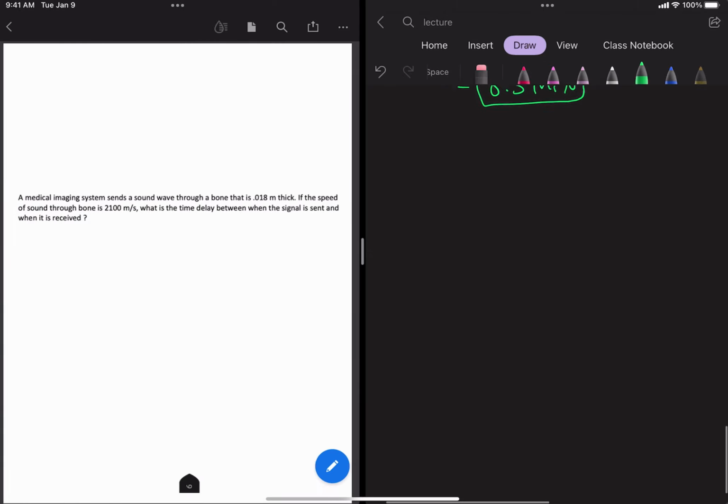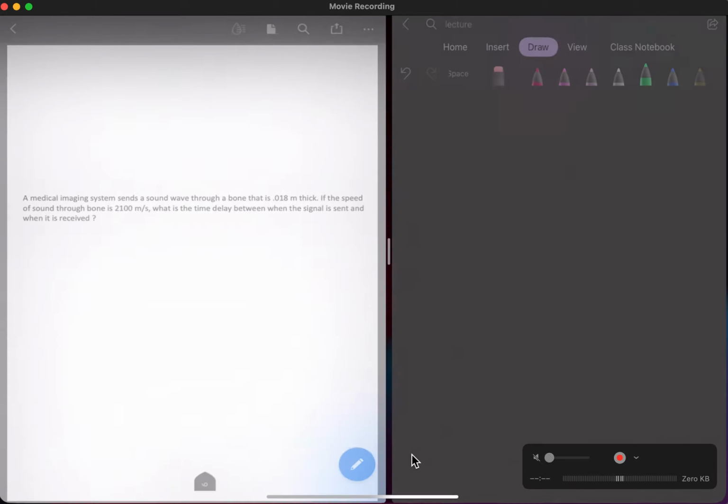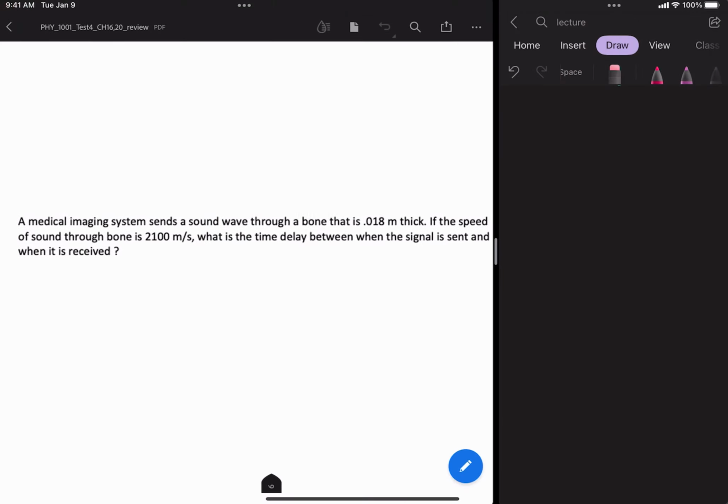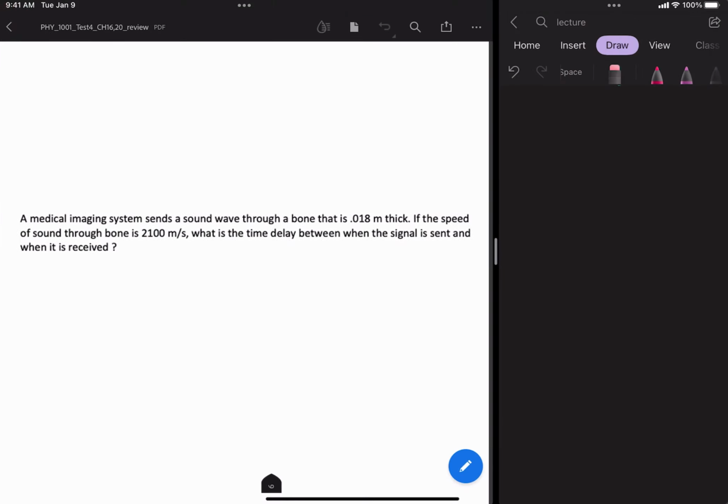So now let's try this question. You have a medical imaging system. It sends a sound wave through bone that is 0.018 meters thick. If the speed of sound through bone is 2,100 meters per second, what is the time delay between the signal that is sent and the signal that is received? So go ahead and pause, try to solve this, and when you're ready, unpause.